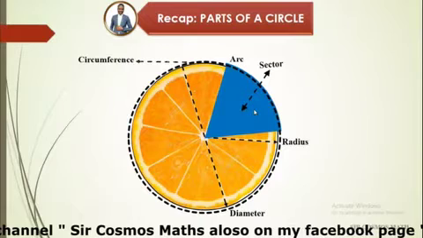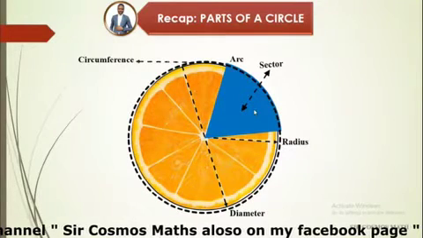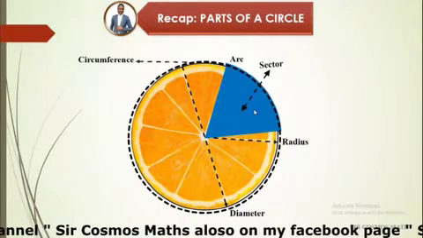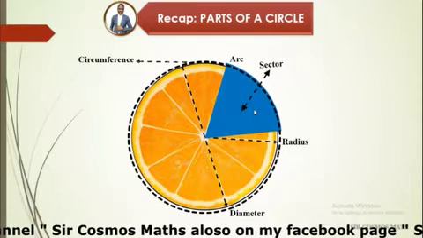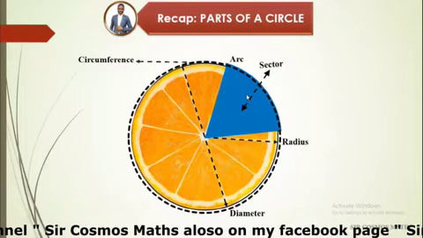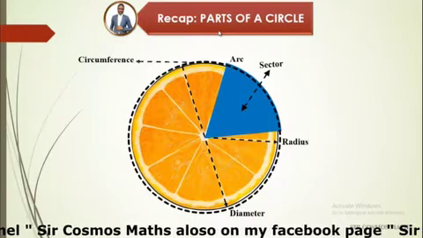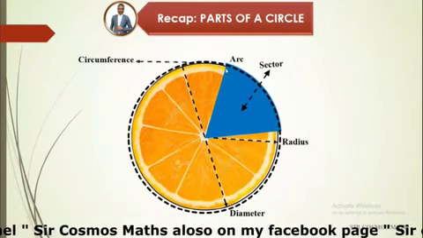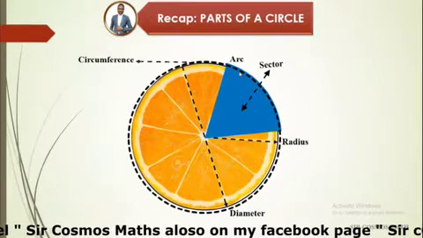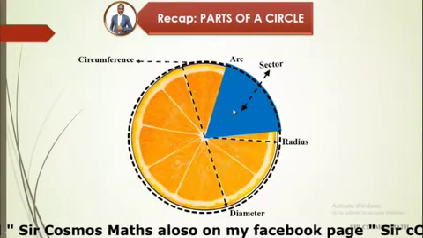So a sector is an area bounded by two radii. Now, radius, if it is more than one, is called radii. That's why I'm mentioning radii. So an area bounded by two radii, together with an arc. So an area bounded by two radii and what? An arc. That is called a sector.